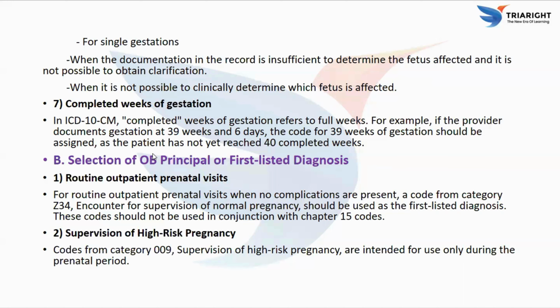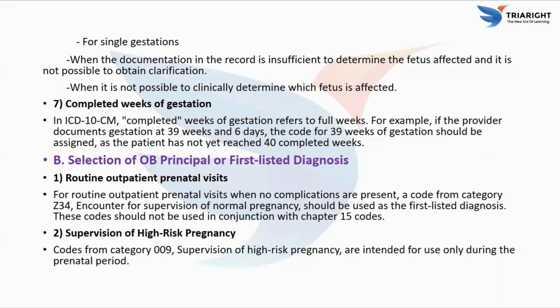So next, coming to selection of obstetric principal or first listed diagnosis. Choosing the correct primary diagnosis is very important in obstetrics coding. So what are the guidelines? The first one is routine outpatient prenatal visits. These visits are normal checkups without complications. For these visits, you have to use code Z34, which indicates encounter for supervision of the normal pregnancy, as a first listed diagnosis. So what is the important rule here?